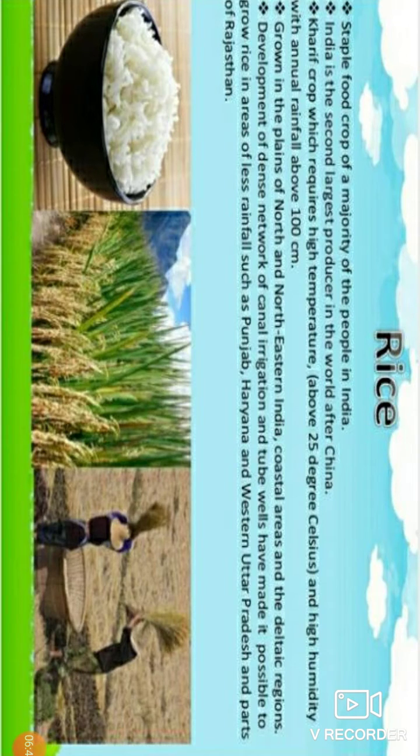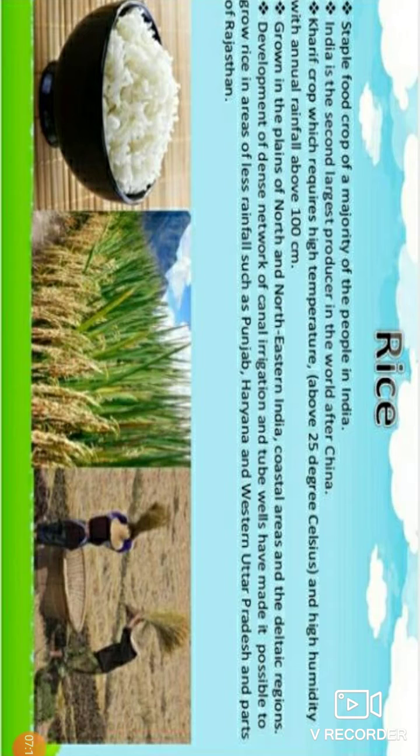We are talking about rice, and it's a kharif crop, which requires a high temperature, about 25 degrees Celsius, and high humidity with annual rainfall above 100 centimeters. It is grown in the plains of northwest India and coastal areas, and so these are the areas where rice is grown. And development of the network of canal irrigation means there is availability of water.